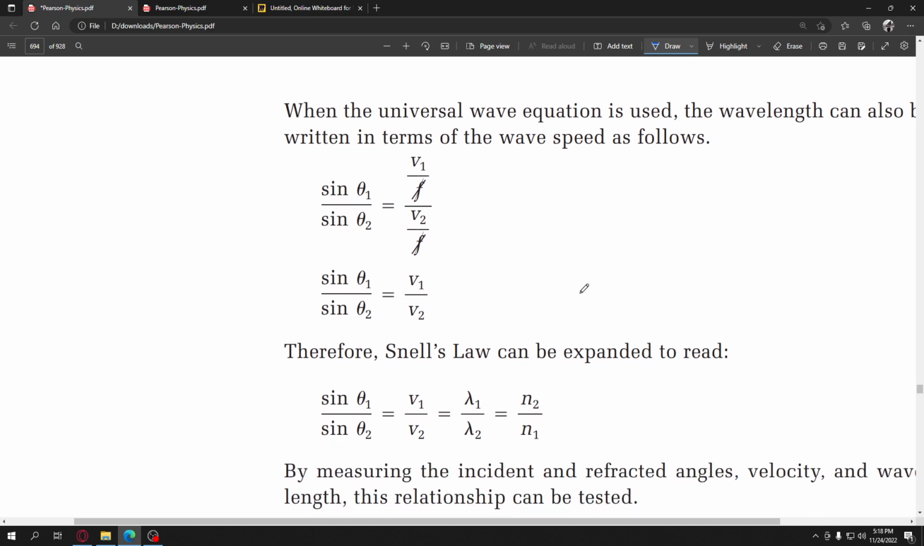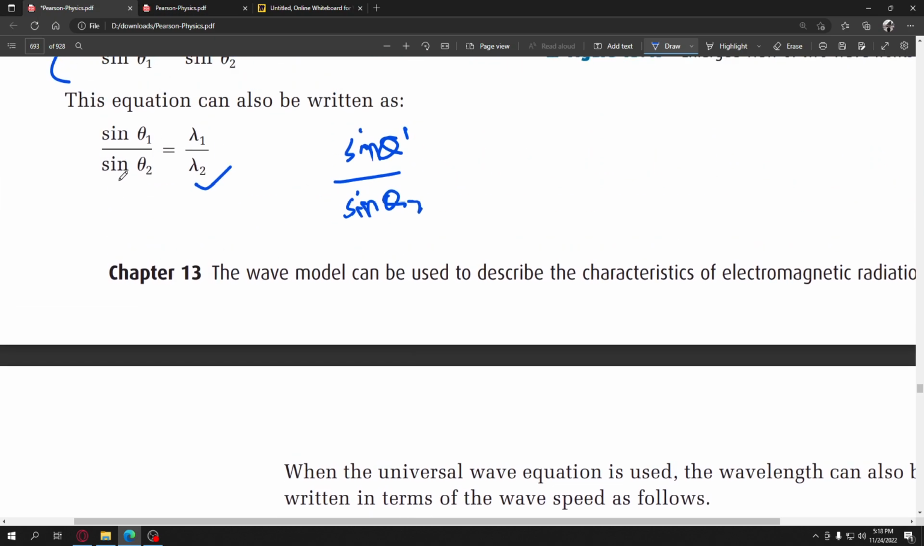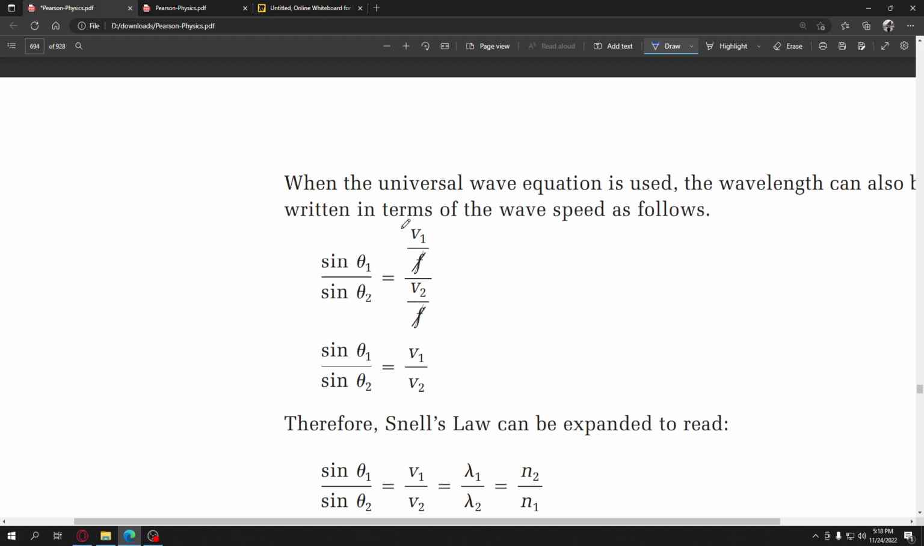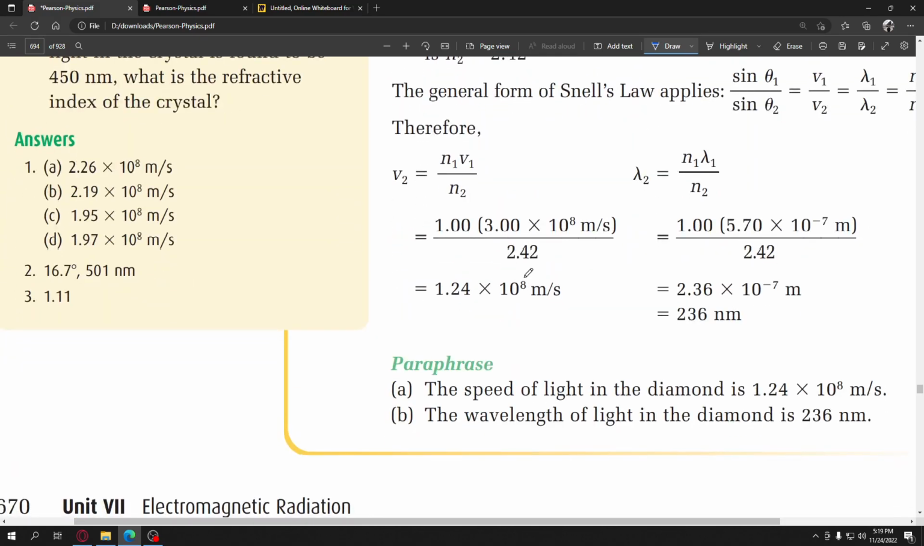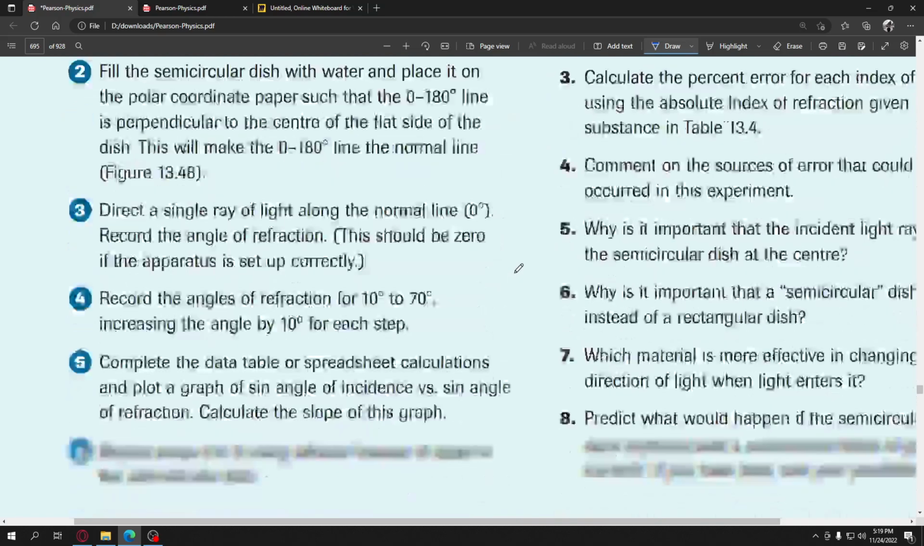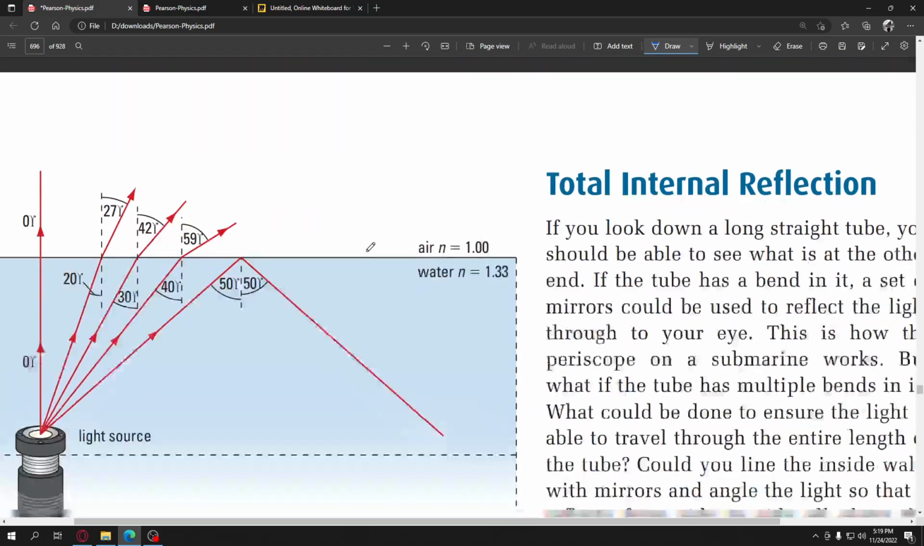And you can use this to expand it. How do you expand it? We have lambda 1 and lambda 2, and we can use v equals f lambda to find v1 f and v2 f. The f and f cancel, v1 and v2 remain, and so we can apply Snell's law in multiple different ways as long as we know these angles: v1, v2, lambda 1, lambda 2, n1, n2. Alright, so this is the refraction part. There's a few math problems that you can practice here. This is experimentation, it's not super important.